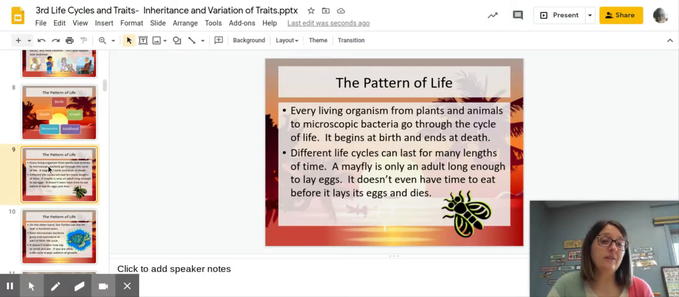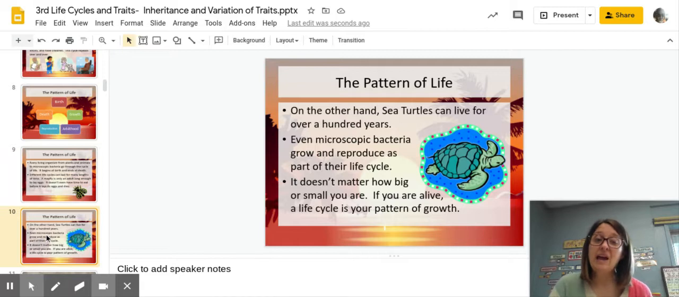So every living thing, from plants and animals to tiny little bacteria, goes through those same life cycles. Begins at birth, ends at death. But the thing that changes is how long each of those life cycles goes. For example, a mayfly is really only an adult long enough to lay eggs. It doesn't even have time to eat anything before it lays its eggs and then dies.